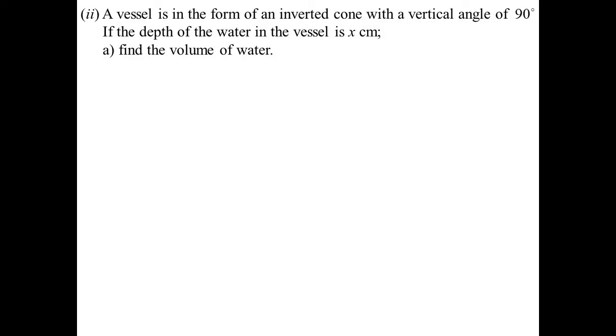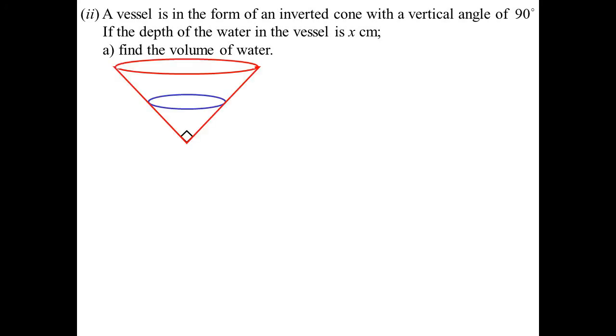Let's try this one. A vessel is in the form of an inverted cone, vertical angle 90 degrees. If the depth of the water in the vessel is x centimetres, find the volume of the water. I always like diagrams so I can see what I'm talking about. Inverted cone just means a cone that's sort of upside down to what we traditionally think of as a cone, more like, I guess, an ice cream cone.